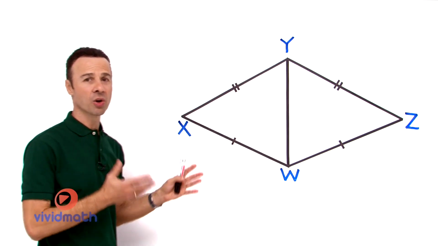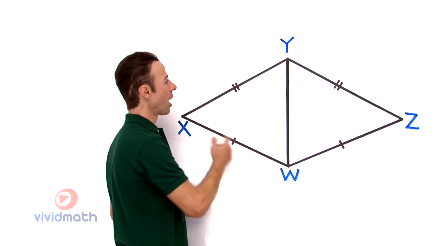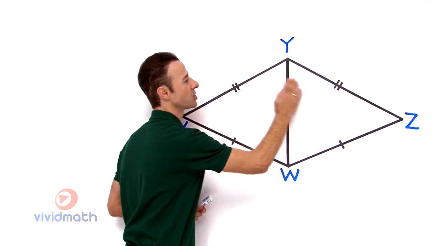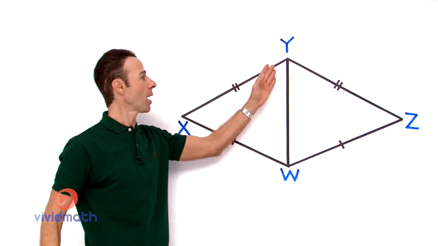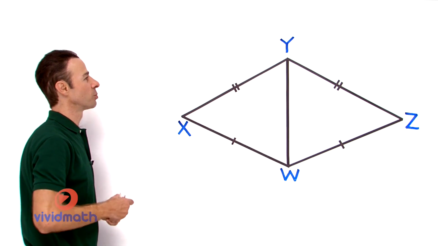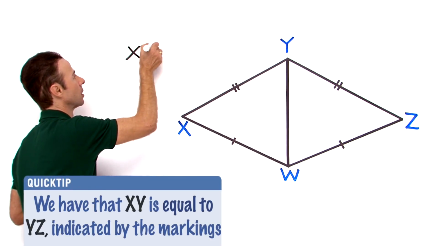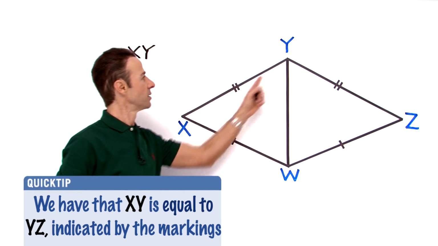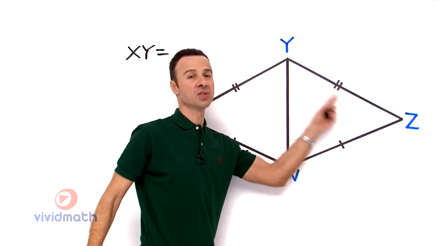Let's take a closer look and capture what we have. Well, just looking at it, I can see that this distance here is the same as that through those two little lines there. And that means that XY is equal to YZ. So let's write that down in order to prove congruency here. So XY, that distance there is equal to the distance YZ because they're equal.